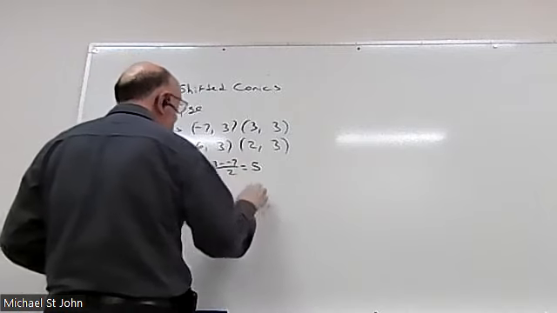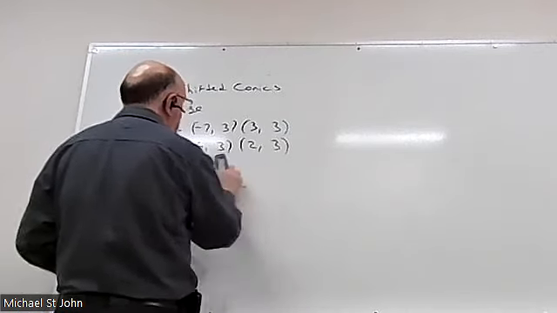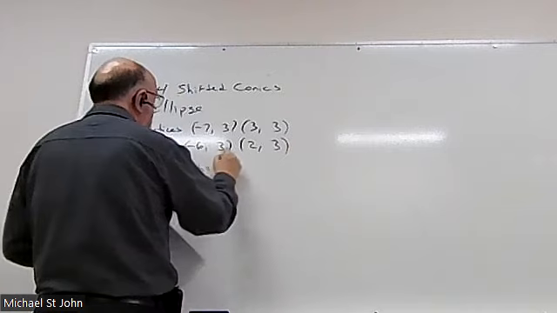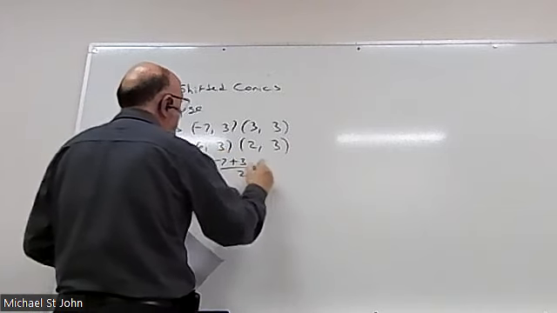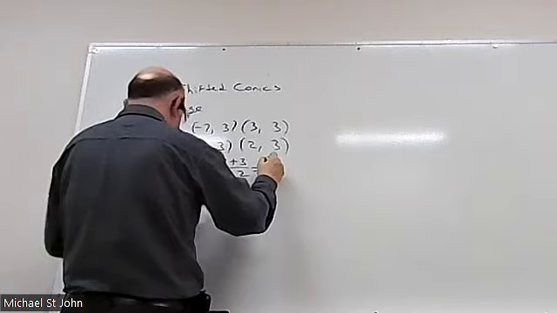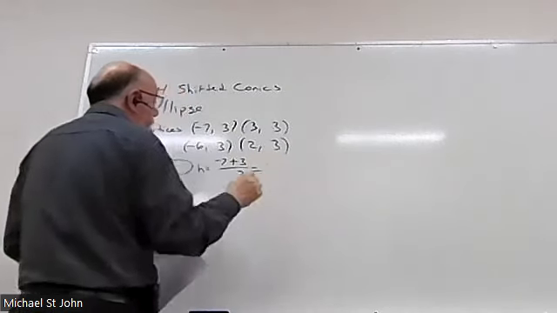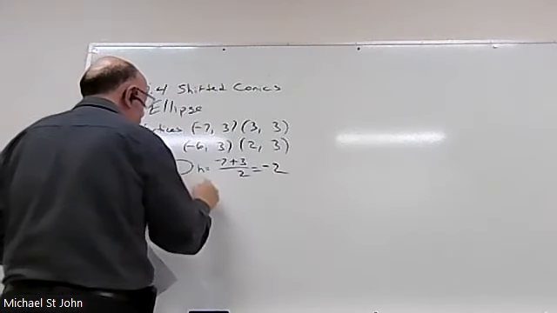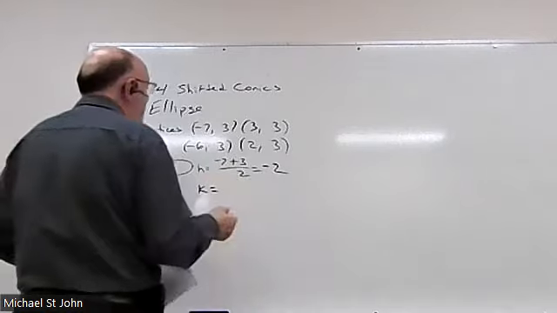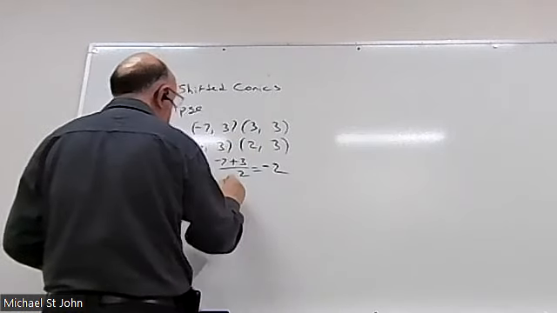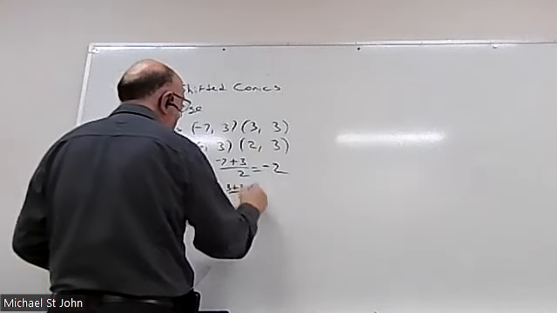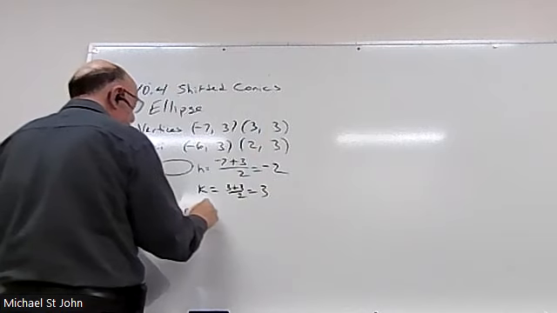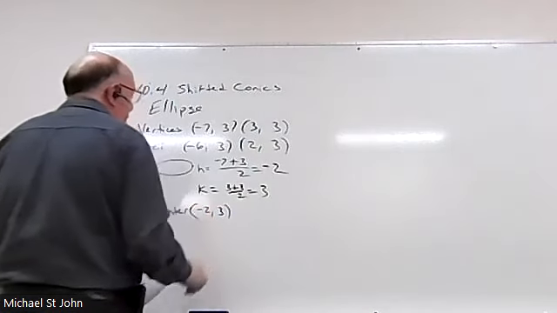Let's try this again. Minus 7 plus 3, this will work better, it's a two-step process. That gives minus 4 over 2, which is minus 2. And then, of course, the k is 3 plus 3 over 2, and that's just 3. So my center is at (-2, 3). That's my center.